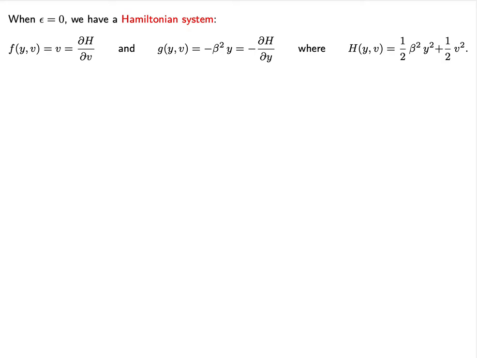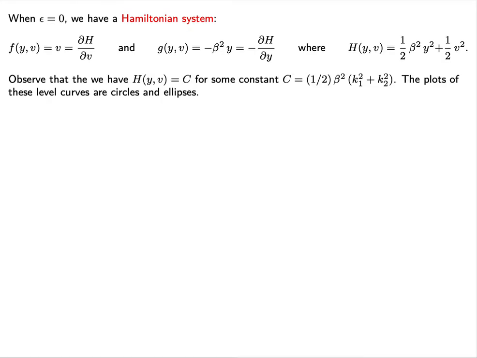Notice that when epsilon is equal to 0, we have a Hamiltonian system. That is, we can let f be the variable v and let g be negative beta squared times y, so that f is the partial of some function h with respect to v, and g is negative the partial of some function h with respect to y. Here we can think of h as the total energy of the system. H is 1/2 beta squared y squared plus 1/2 v squared.